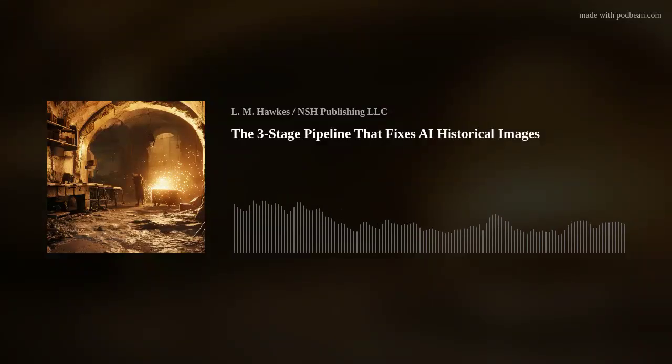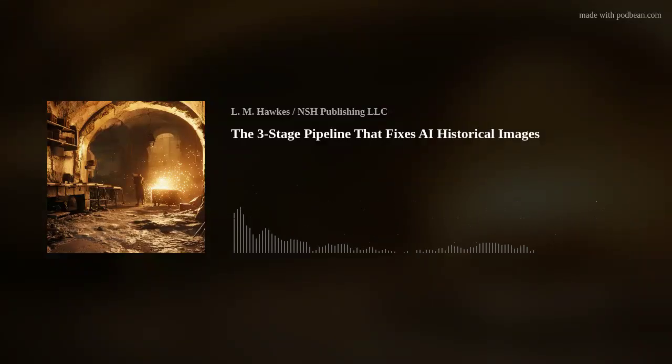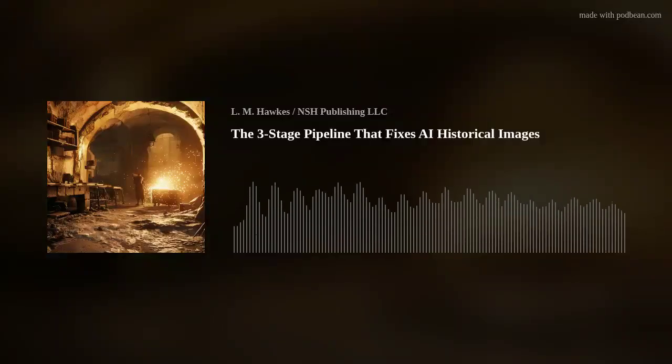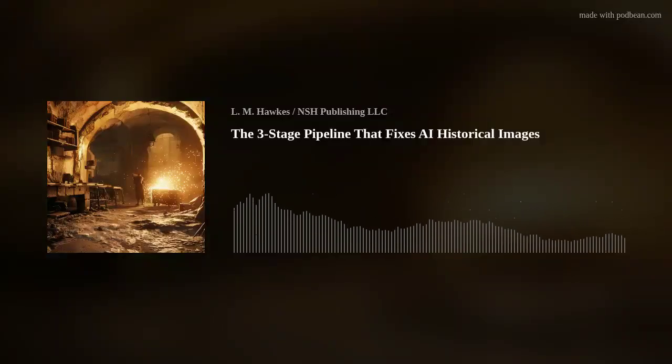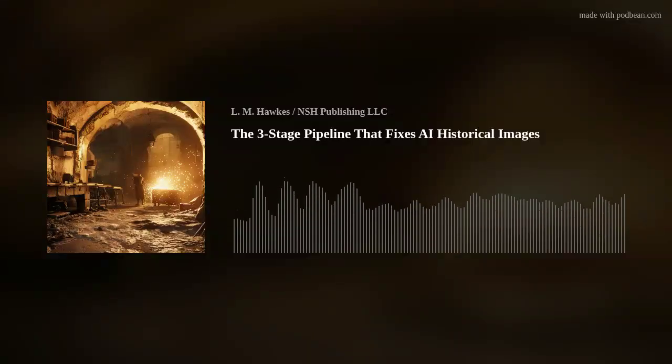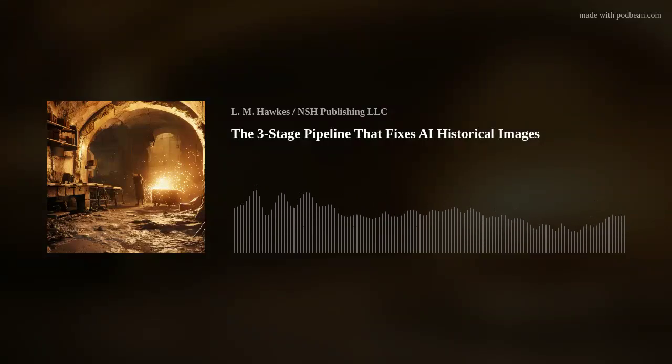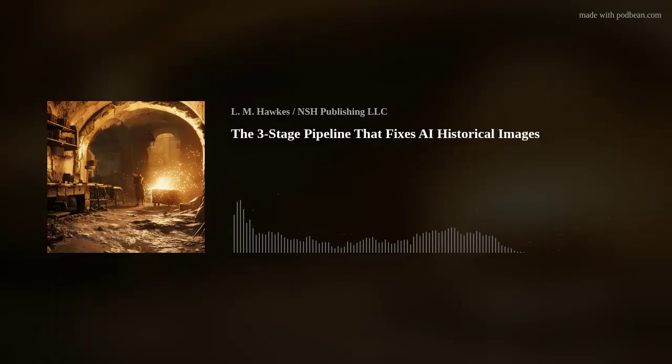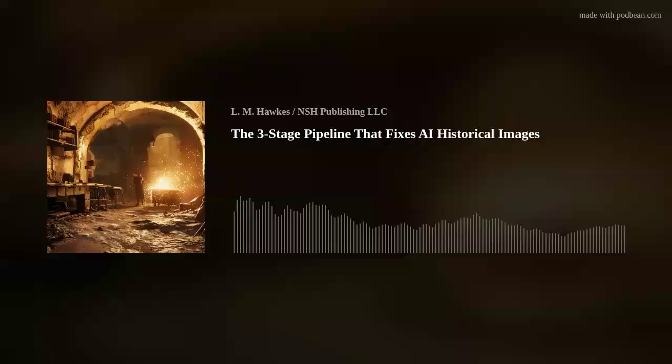We've spent 2 episodes building a very specific case. Episode 1, AI historical failures are not random. They are patterned, predictable, and systematic. Episode 2, here are all 9 of them, documented in order with community evidence. Today is the episode where we answer the question every content creator, game publisher, and historical illustrator has been waiting for. What do you actually do about it?